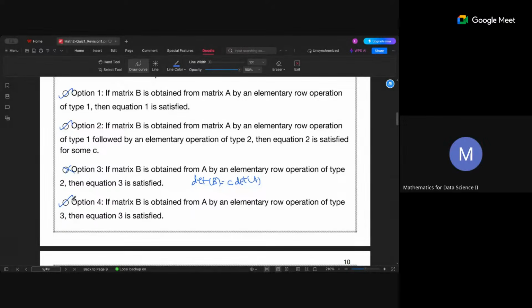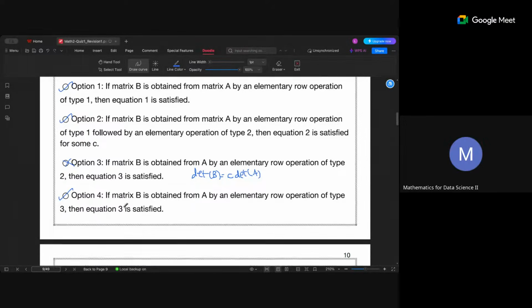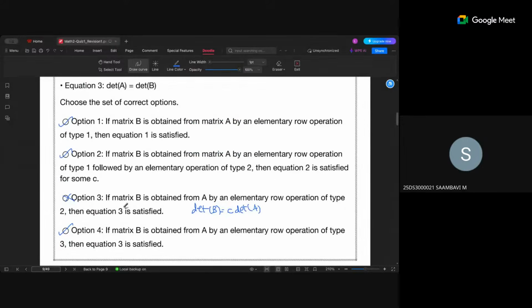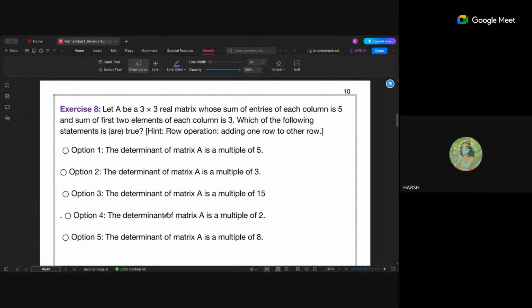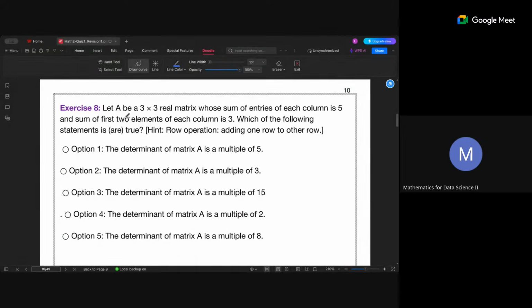Okay. Good. All right. So once again, show type 3 and equation 3. So this is the third type of row operation, which does not affect the determinant, and hence this is correct. Good. Another simple problem based on determinant.